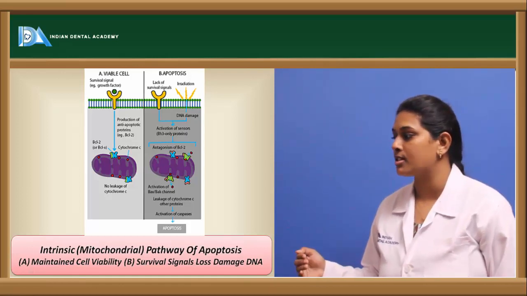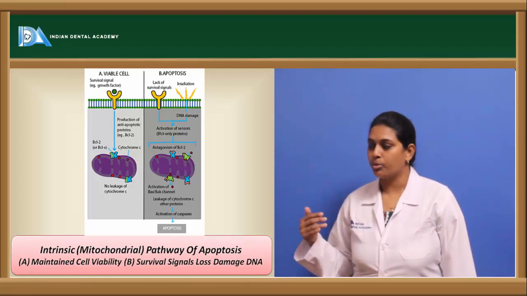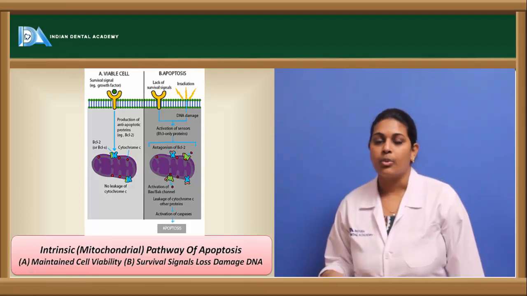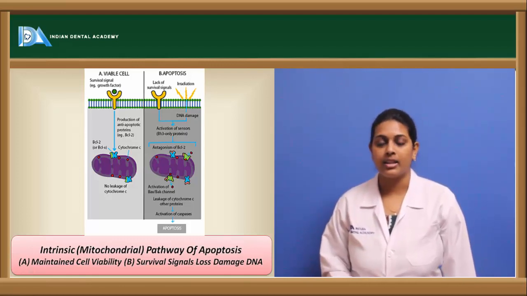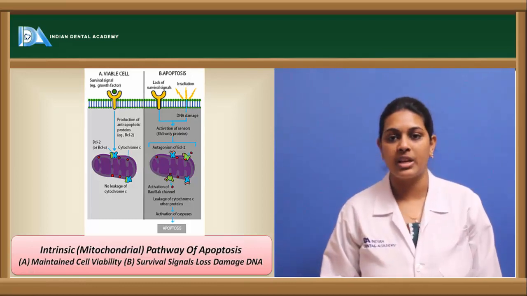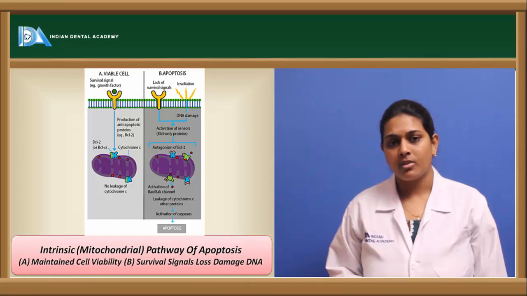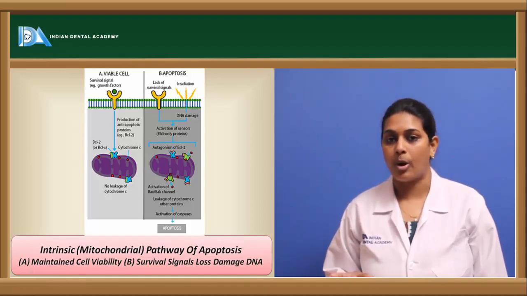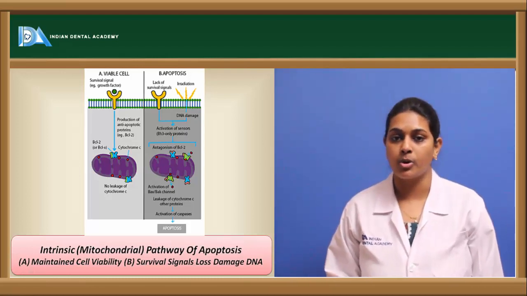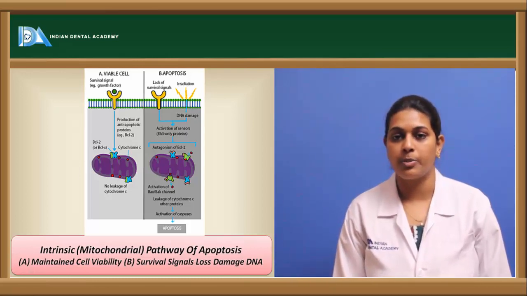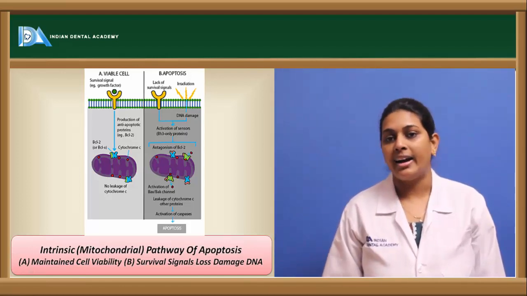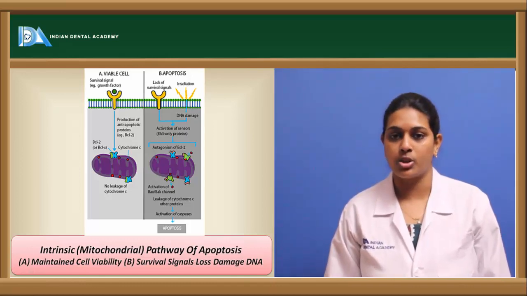Within the cytoplasm, there are certain proteins involved in apoptosis. There are two types: anti-apoptotic proteins and pro-apoptotic proteins. The anti-apoptotic proteins are BCL2 or BCLX. These proteins usually prevent the process of apoptosis from happening. If apoptosis is not supposed to be done, these anti-apoptotic proteins get activated and prevent apoptosis from happening.